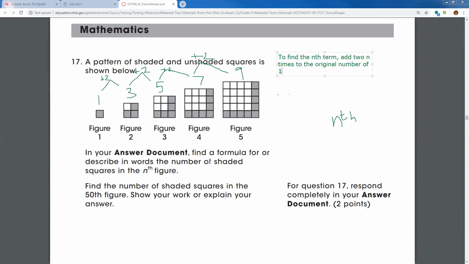You could also find the formula. So the formula itself is the nth term is going to equal the starting amount when you're at 0, at figure 0, plus 2 times the figure number itself.